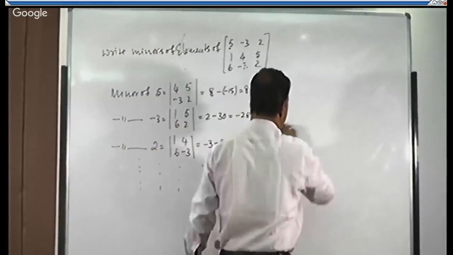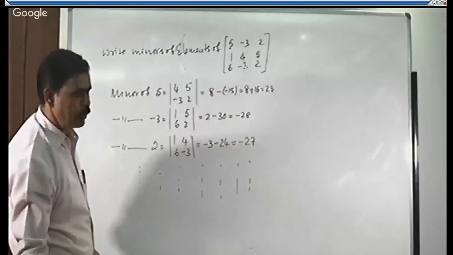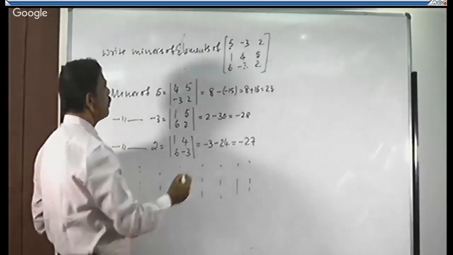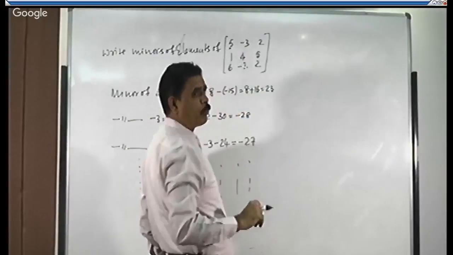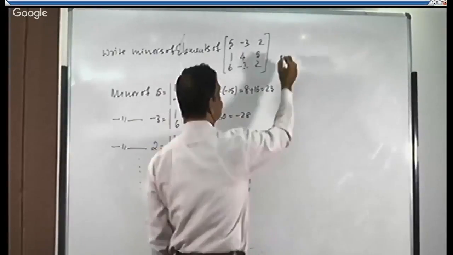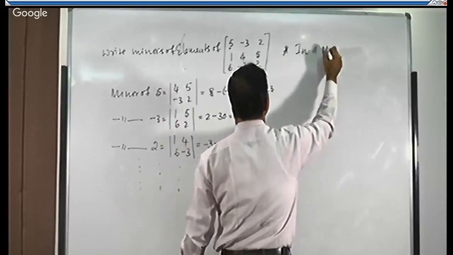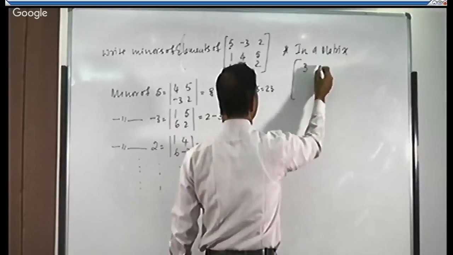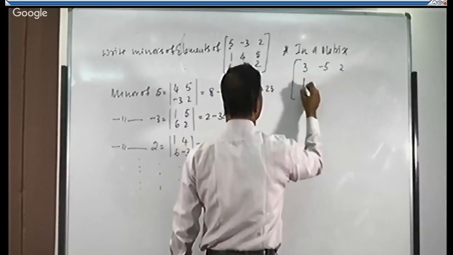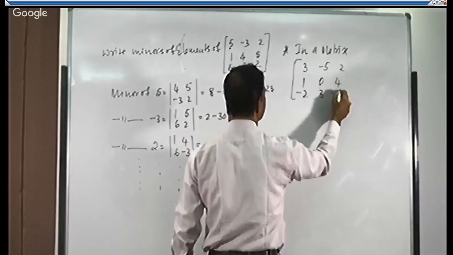If they ask minor of all the elements, we should write it for all the elements. Sometimes they will ask you minor of particular elements like this. See this example in the matrix: 3, minus 5, 2, 1, 0, 4, minus 2, 3, minus 4.